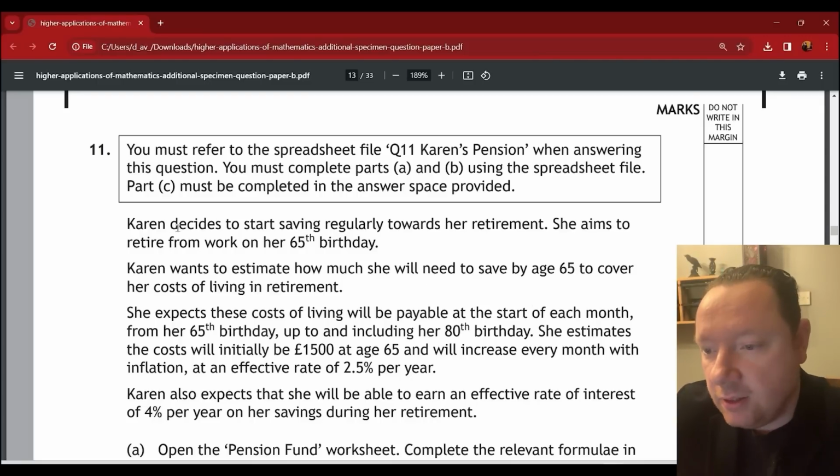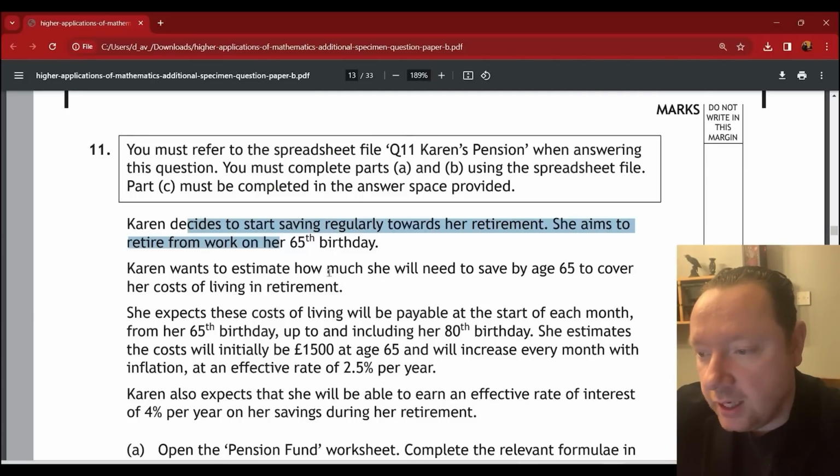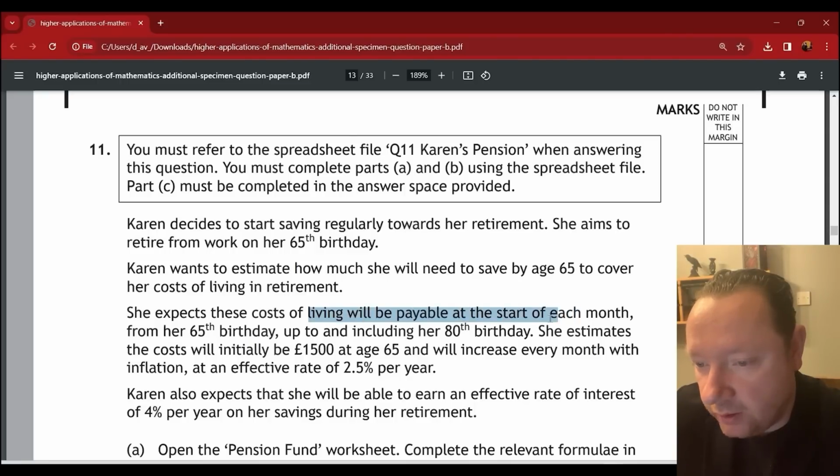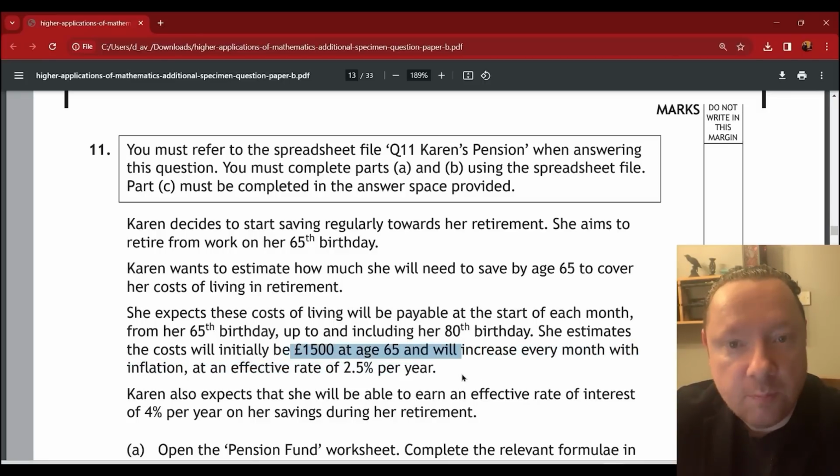So it says, Karen decides to start saving regularly towards her retirement. She aims to retire from work on her 65th birthday. She wants to estimate how much she needs to save by age 65 to cover the cost of living in retirement. She expects these costs will be payable at the start of each month from her 65th birthday up to her 80th birthday. She estimates her cost to be £1,500 at age 65 and will increase every month with inflation at an effective rate of 2.5% per year.